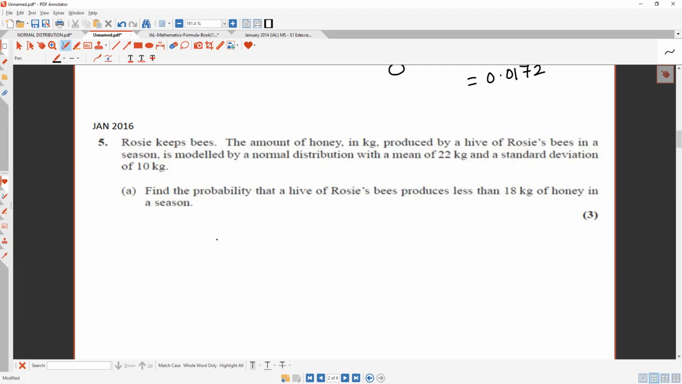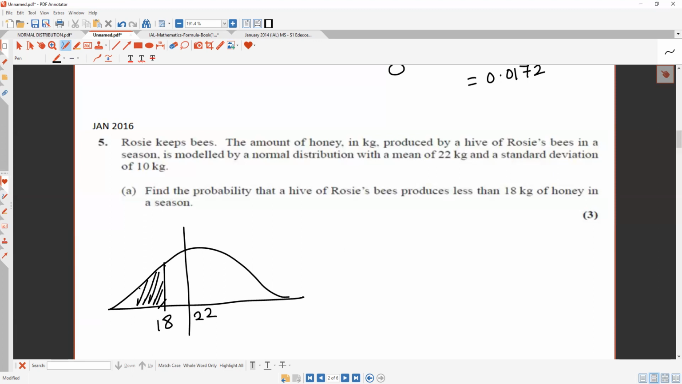Okay, now they give you everything. Find the probability that a hive of Rosie's bees produces less than 18 kg of honey. Find that. So 18 kg of honey. Okay, what is the mean? 22. So less than 18 kg. So 18 kg will be somewhere over here. So we have to find the probability of this, right?